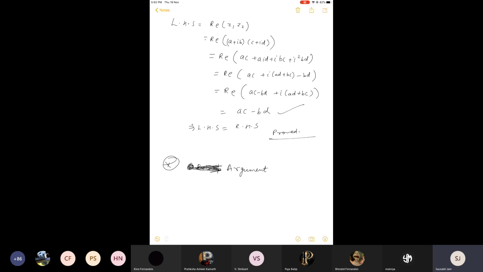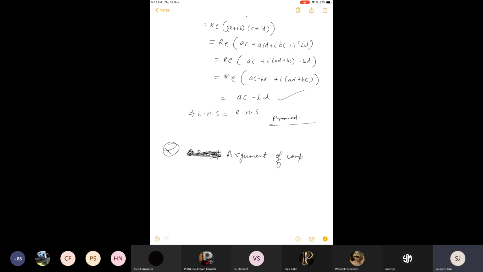This is the argument of a complex number, the third important term. Tomorrow we are going to study the properties of these three terms, that means modulus, conjugate, argument. We will write down some four or five properties related to every term, and we'll be solving questions on that.